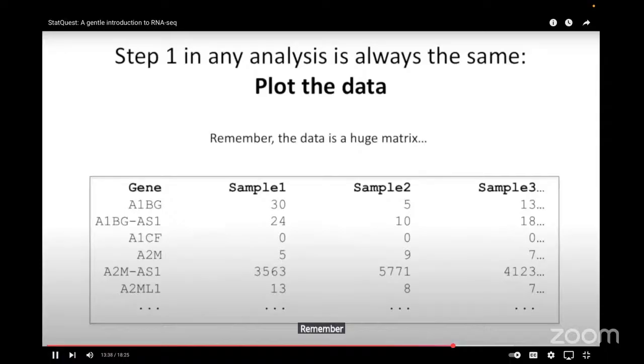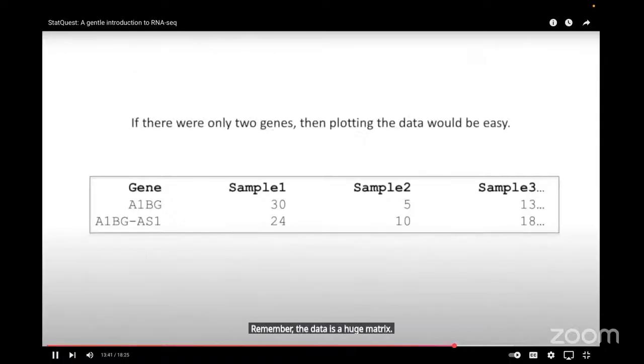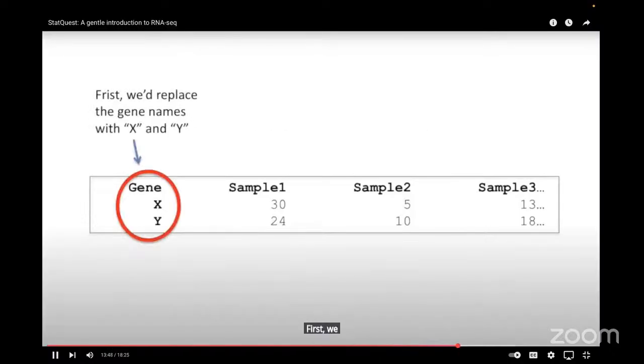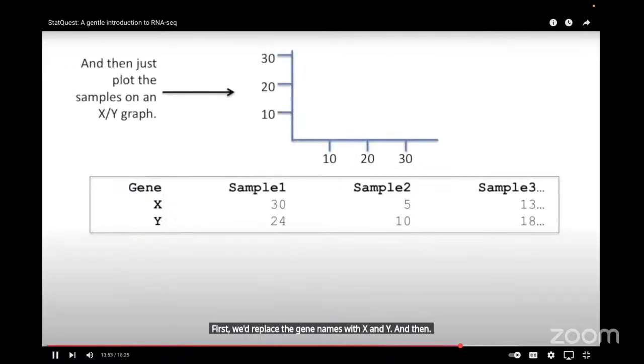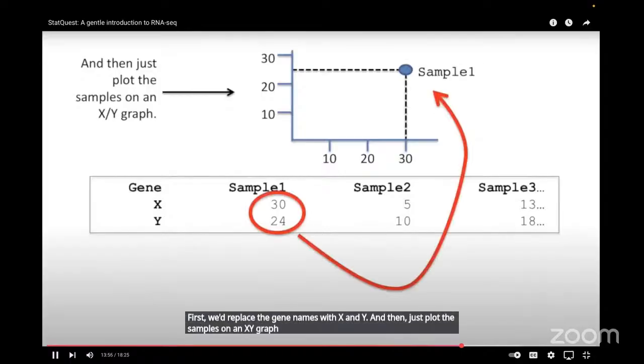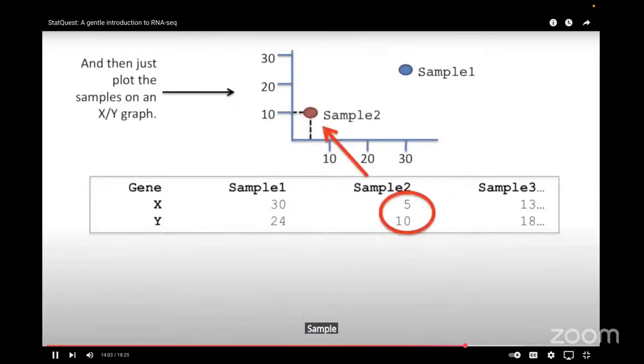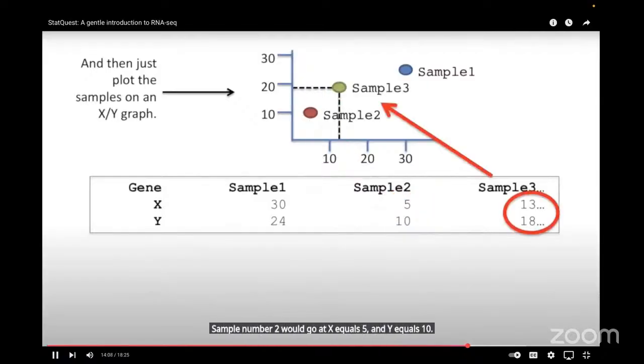Remember, the data is a huge matrix. If there were only 2 genes, then plotting the data would be easy. First, we'd replace the gene names with X and Y. And then just plot the samples on an XY graph. Sample number 1 would go at X equals 30 and Y equals 24. Sample number 2 would go at X equals 5 and Y equals 10. And sample number 3 would go at X equals 13 and Y equals 18.